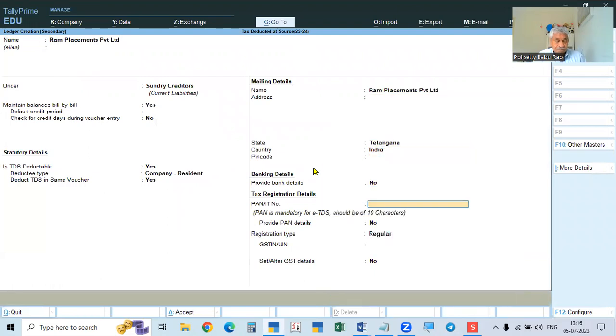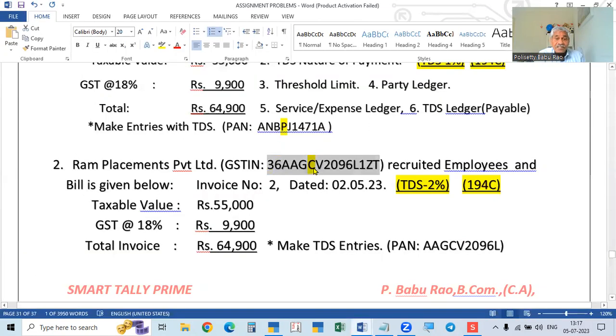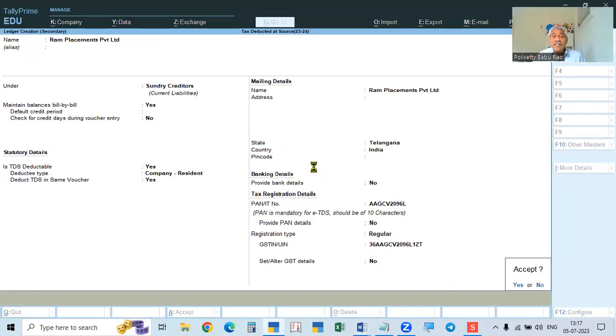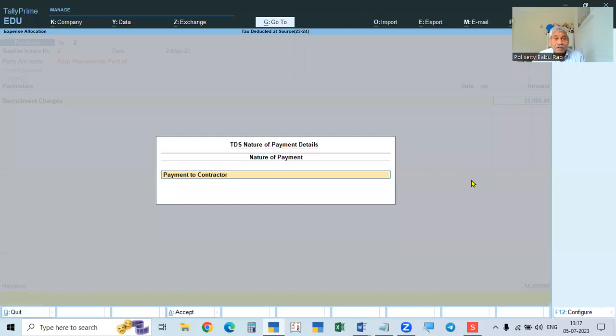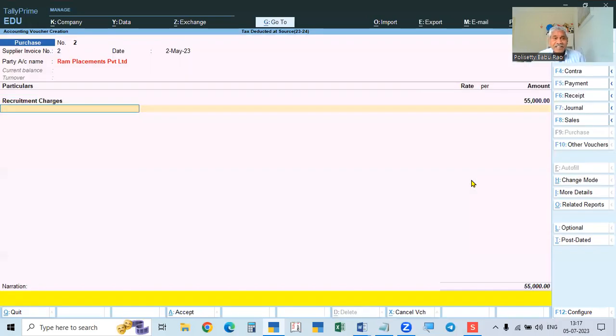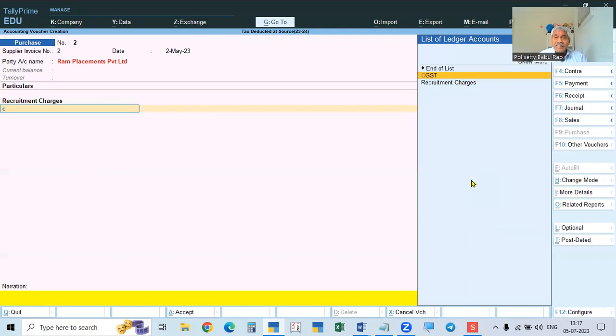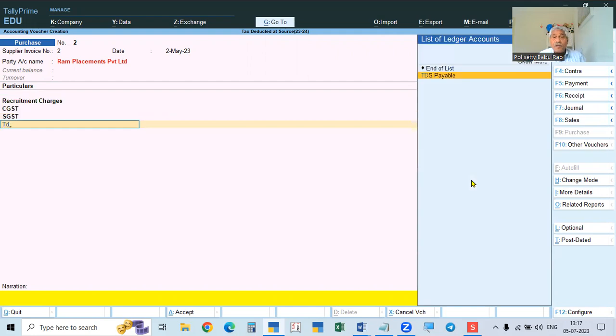And then here, give the number. Go to the end, remove 3, and at the beginning, remove 2, and regular, it is registered because tax is charged. So give the GST number. So accept. The service is the same, manpower, employees. So recruitment charges, same thing will take up. Amount is the same, 55,000. So payment to contractor, then purchase taxable. Then CGST, same state GST. Okay, accepted. Now TDS, how much to deduct?